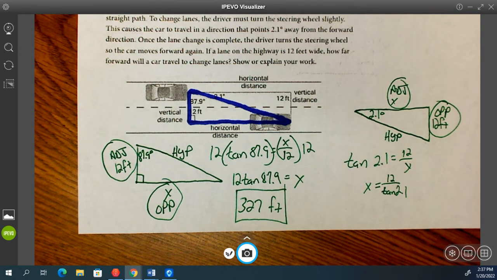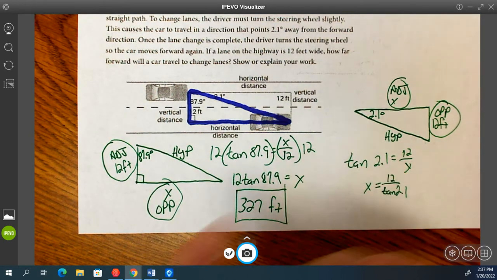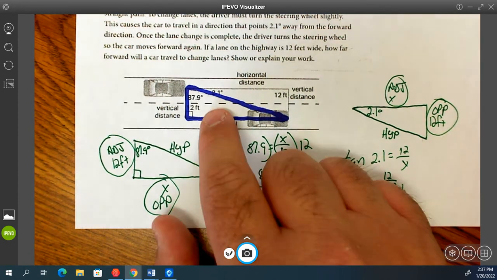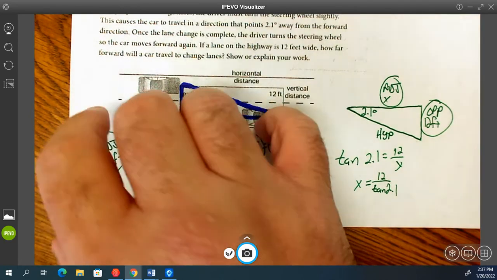Okay? But you're going to need to redraw the triangle so that you can set up a problem that you know how to do. It's the same thing. I'm just making sure I can see it. All right.